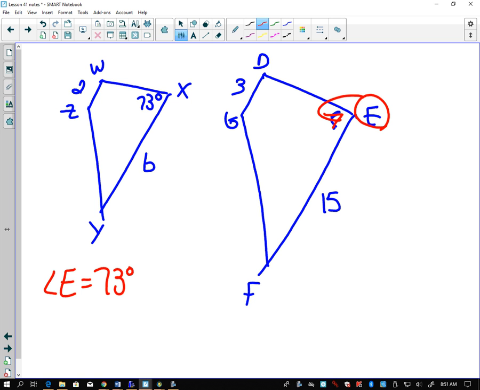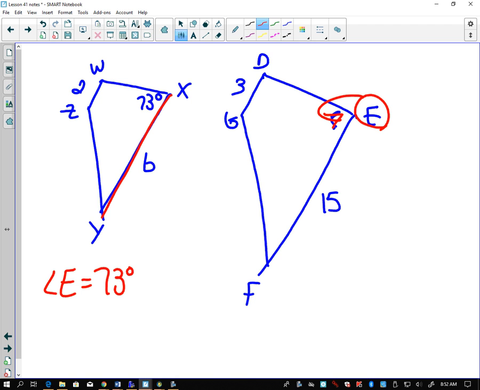Okay, corresponding angles of similar figures are congruent. So the moment that they said similar, we knew their corresponding angles were congruent, and you could look at it and see that x corresponded to E, therefore E equaled 73 degrees, right? Okay. Next thing we need is we need the length of XY. We need to know what is B. Okay, what is that length?